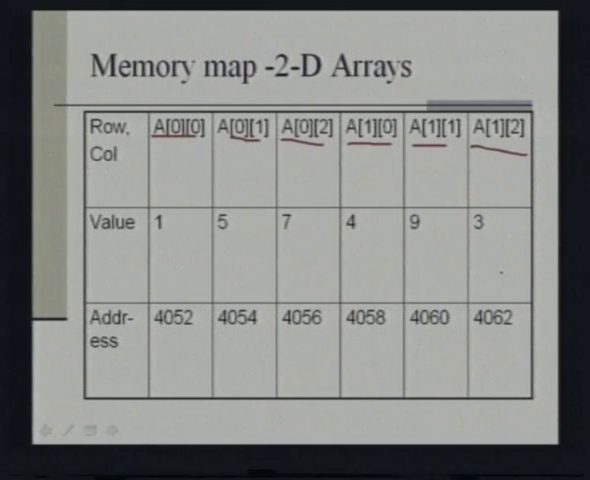So the first square bracket indicates the row, the second square bracket indicates the column. So the values are arranged in this order, and these are the memory addresses. Because I am taking integer as an example, if you see, the values are incremented by 2 each. So 52, 54, 56 and so on.